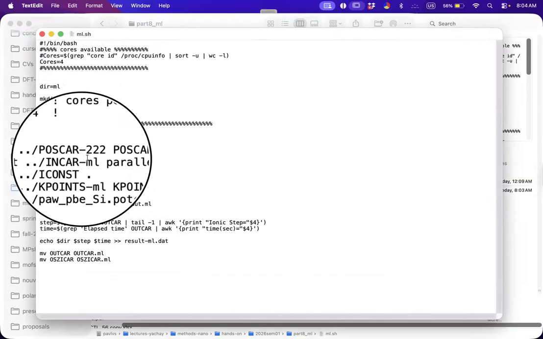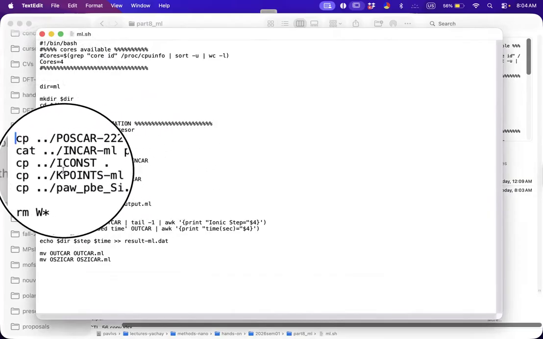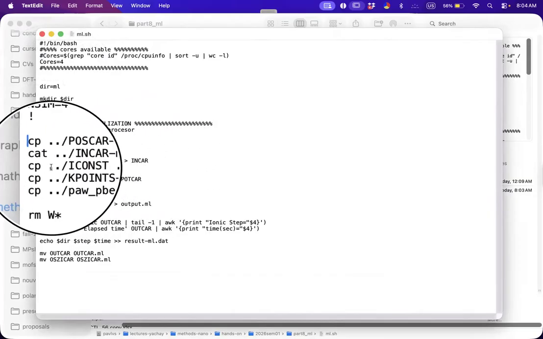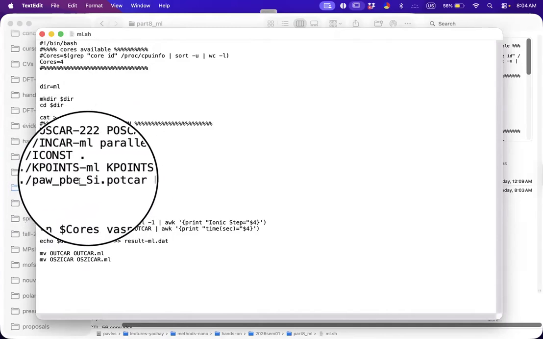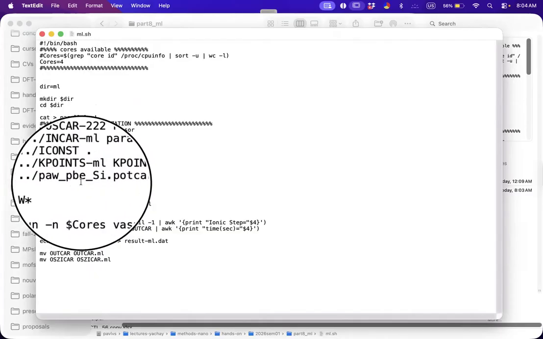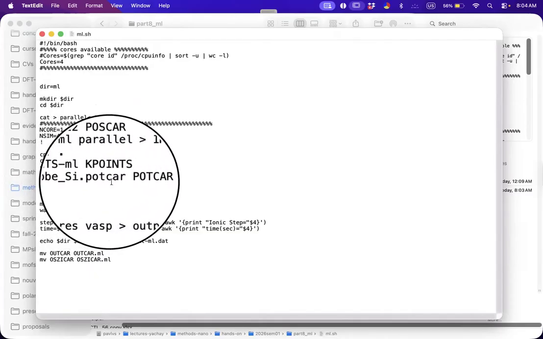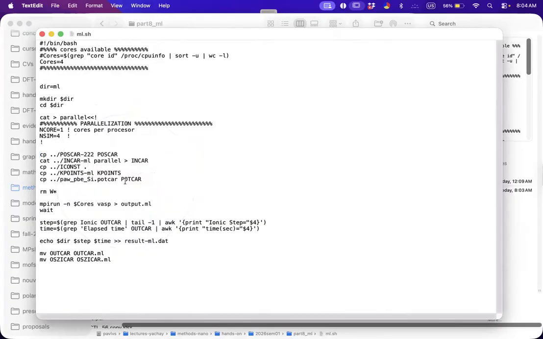The INCAR ml, you see. The ICONS, we're going to see what is ICONS and KPOINTS ml. And the POTCAR, you see, automatically is going to copy this PAW POTCAR file. So basically, we only have to run the script, but we have to understand what this is.